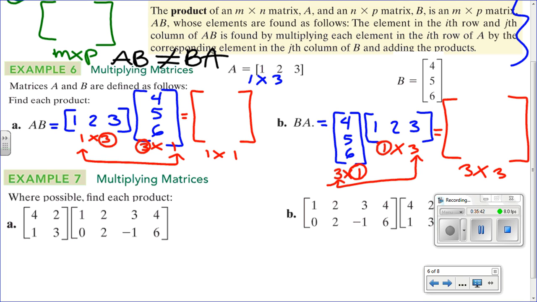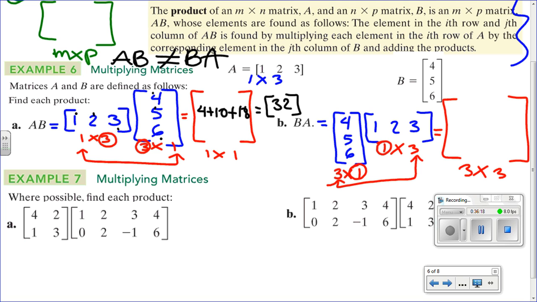So let's multiply here. We're going to take first row times first column, and that's it. But how are we going to get only one number out of those? Add them all together. Very good. So 1 times 4 is 4. And then 2 times 5, 10. And then 3 times 6, 18. So this one is just going to be the number, what? 32. And that's it. That's a 1 by 1 matrix.